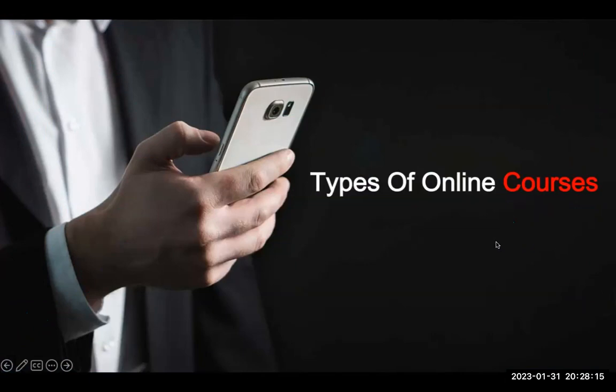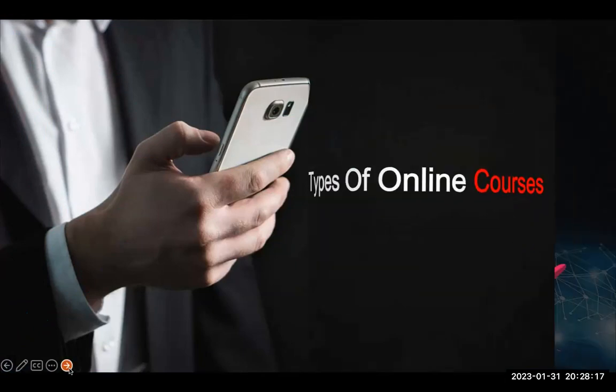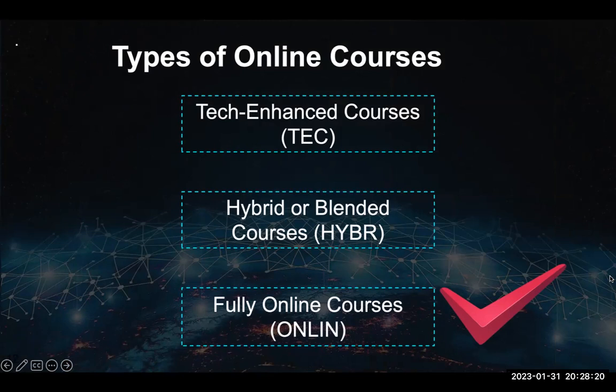So what types of online courses do we have? Let's take a look. There are 3 types of online courses available. Tech enhanced courses, they are called TEC. And the second type of courses are hybrid or blended learning. And the last one is fully online courses. So what does it mean by technology enhanced classrooms? The technology enhanced classrooms initiative basically enables instructors as well as students to access tools and resources available beyond the 4 walls of the traditional classrooms.